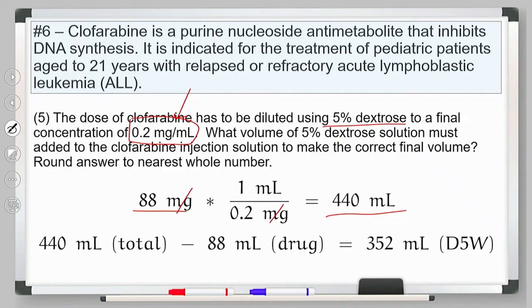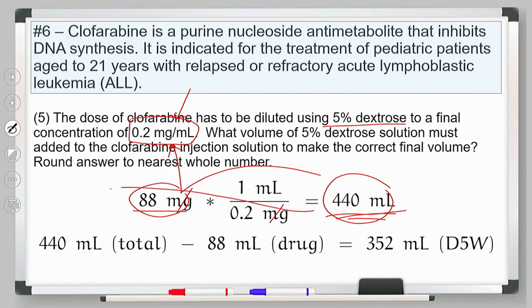I need to take 88 milligrams divided by 440 milliliters to get 0.2 milligrams per mil. That would give me the concentration I want. So this dose has to live in that volume to get that concentration. So that's my volume. My what volume? What did I say? Total volume. That is the total volume I would have to have that amount of drug in.